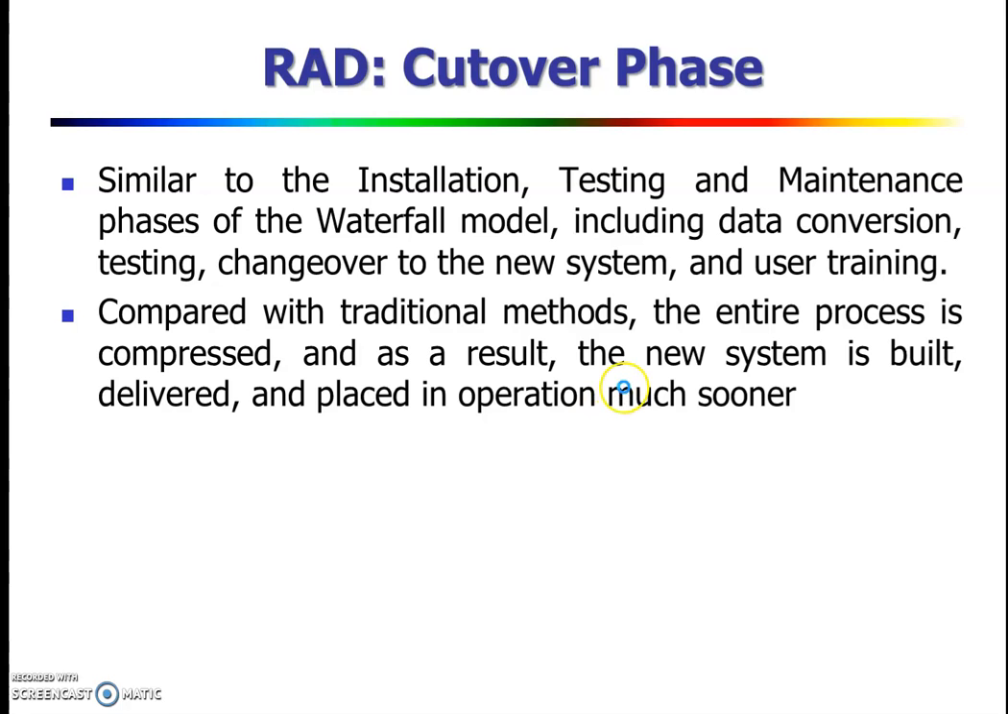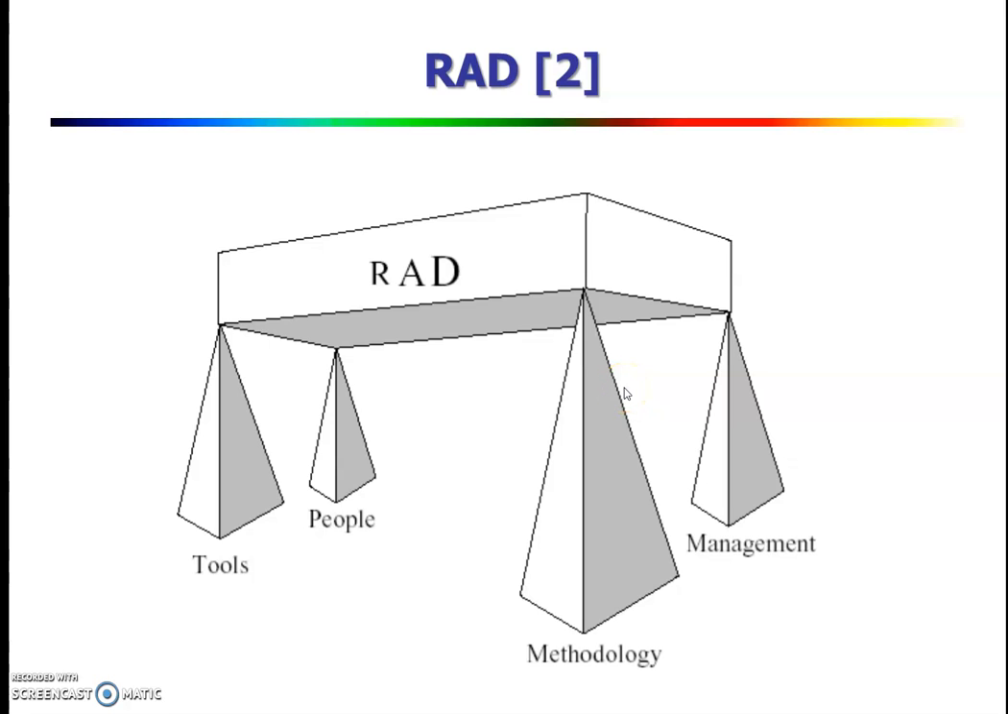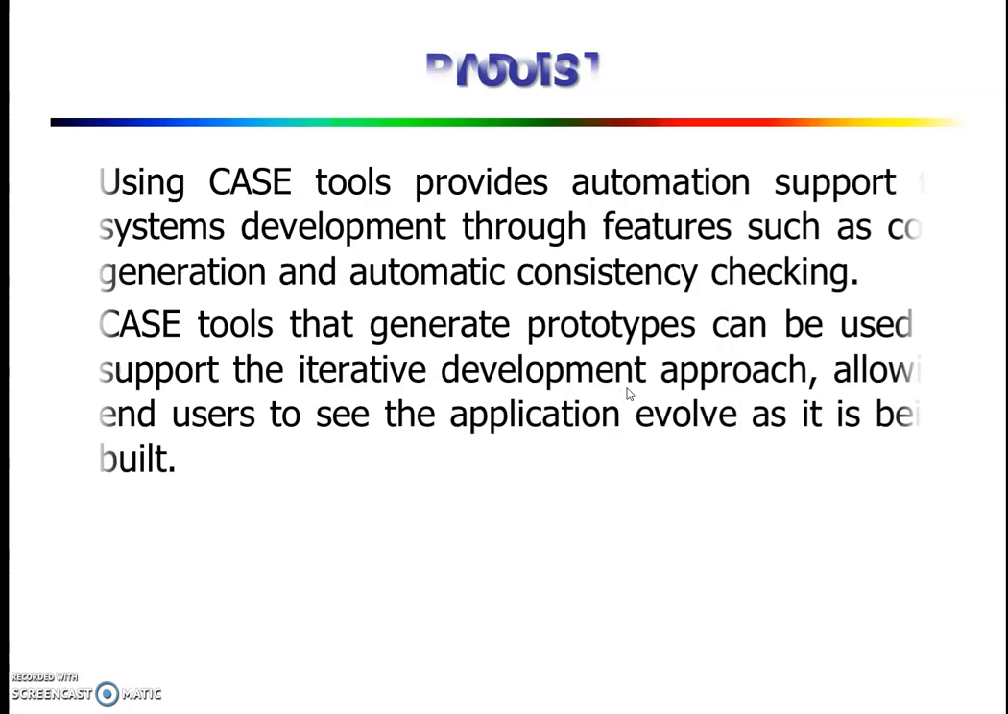So, the deployment phase. Here, in the RAD model, there are 4 pillars of RAD. First is the tools, then people, methodology, and management. You can see them here one by one.